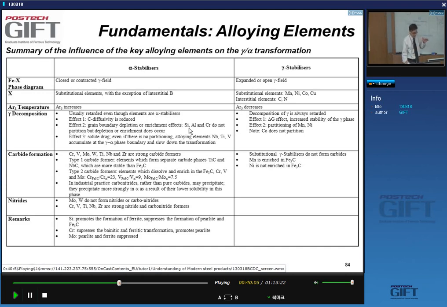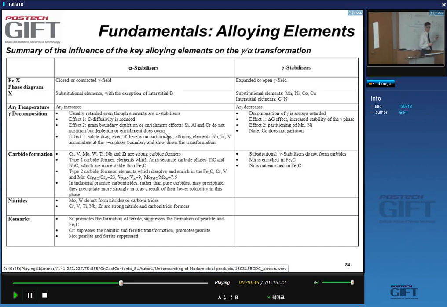For instance, if you have silicon, aluminum, chromium, in steels, they tend to have a depletion or an enrichment at the phase boundary. What do I mean? Well, when you do a transformation, say, and you have alpha and gamma, an element, for instance chromium or silicon, will want to partition. It will want to partition.